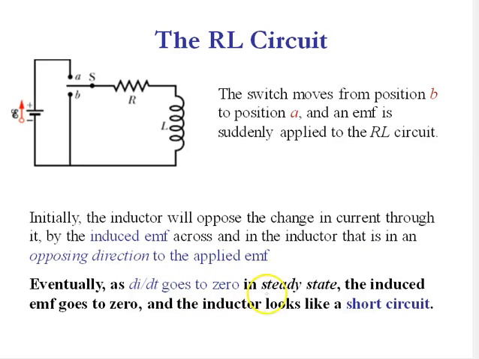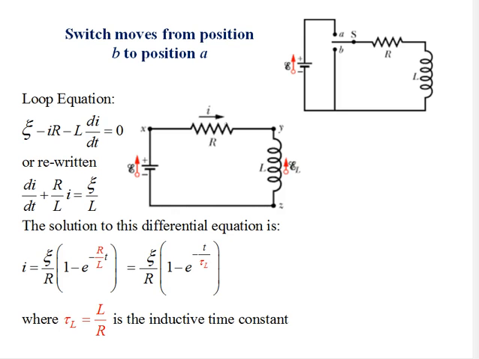Eventually, though, that dI/dt is going to go to 0. We'll end up with steady state. At steady state, our voltage across our inductor, VL, according to our passive sign convention, is L dI/dt. When dI/dt goes to 0, so does the voltage across the inductor, and so it's going to look like a short circuit. Initially, it's going to resist current, and it will look like an open circuit.